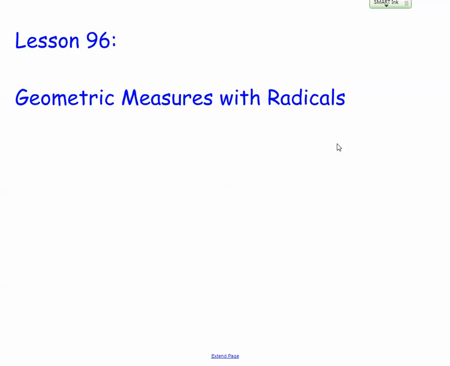All right, got a very quick lesson for you today. Going to work some more with radicals today, simplifying radicals, and also some using radicals within geometric measures like perimeter and area. Let's get right into it.